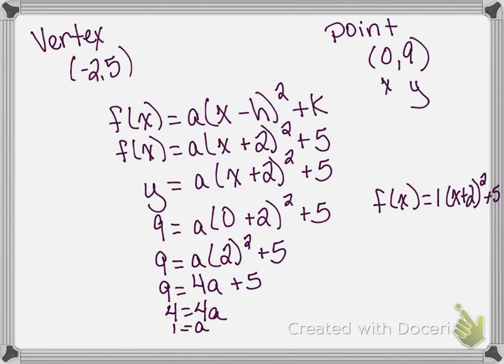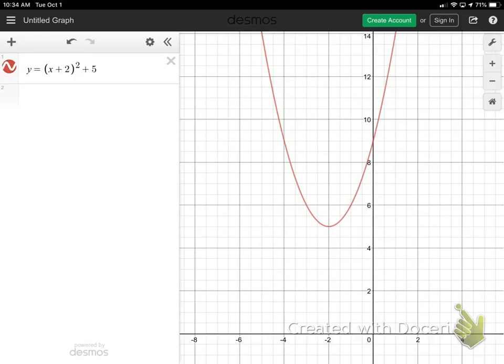Now I want to graph that. When I graph it, my vertex is negative 2, 5. So negative 2, 5, there's my vertex, which is what I was told. And I'm also told that 0, 9 is on the line. So did it work? It did.